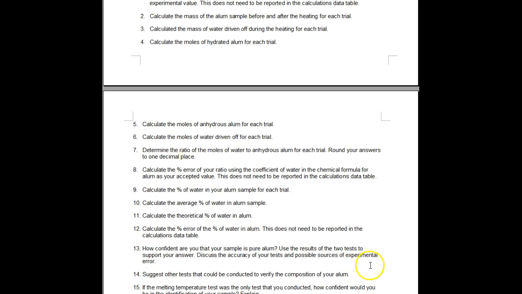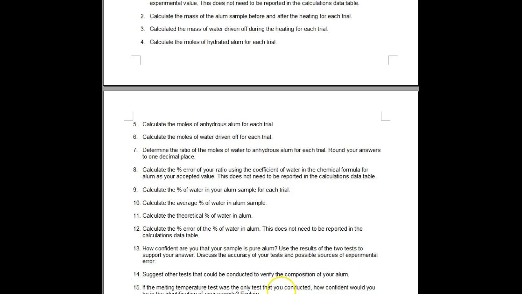Number 14, suggest other tests that can be conducted to verify the composition of alum. So think about other physical properties of alum that we could examine. Physical properties are any sort of property that could be measured with your senses, any sort of property that could be measured that doesn't cause a substance to be transformed into something new. If you research chemical properties, you might be able to come up with something there. Because we're dealing with purity, you're typically sticking with just physical properties.